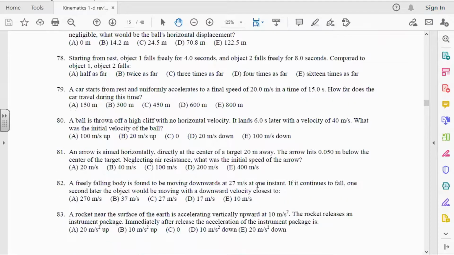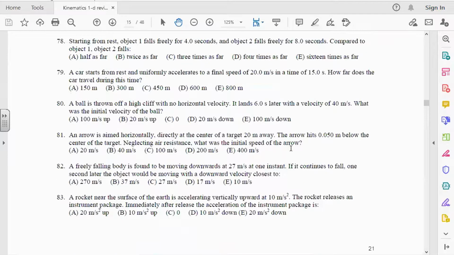So 78: starting from rest, object 1 falls for 4 seconds, and then object 2 falls freely for 8 seconds. Compared to object 1, object 2 falls, and our answer choices are half as far, twice as far, 3 times as far, 4 times as far, etc. So again, we've got objects in free fall, so again, we can look at a velocity time graph.